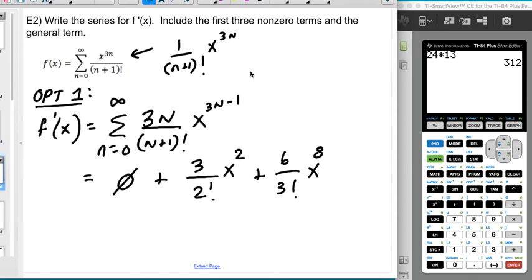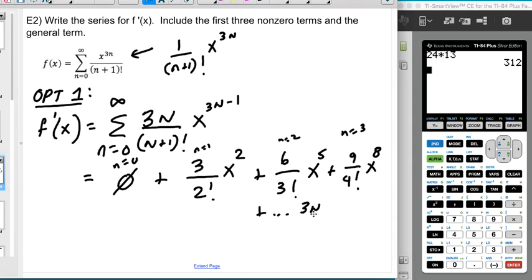And I was asked for the first 3 non-zero terms, so I plugged in n is 0 and got a 0. I got an n is 1, I got this. When I plugged in n is 2, I got this. When I plug in n is 3, I'm going to get a 9 over a 4 factorial x to the, oh, sorry, I plugged in n is 2 here. This is a 5, my bad. See, this is why it's helpful to write what you plug in, because that's a 6 minus 1, and this one's going to be an 8, right? Plus dot, dot, dot, and then I already have my nth term. It's 3n over n plus 1 factorial x to the 3n minus 1, and that's fine.